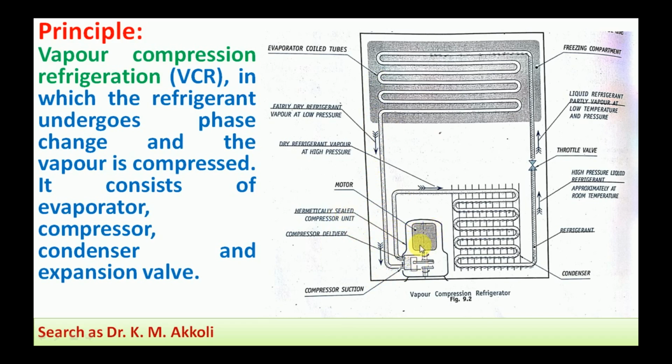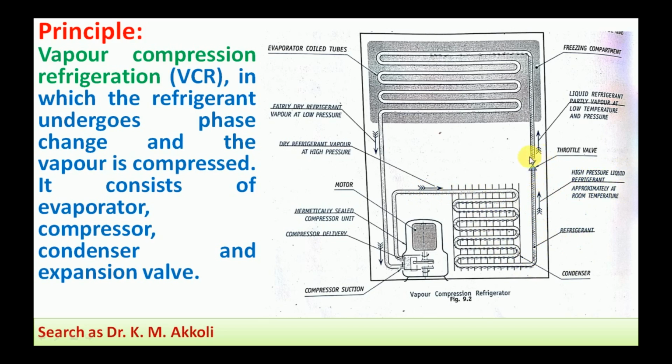Both the compressor and the motor are sealed, which is why it is called hermetically sealed, in order to avoid leakage of the refrigerant. And this is the motor for the compressor. Here is the dry refrigerant vapor at high pressure. At the outlet of this compressor, the dry refrigerant vapor at high pressure will be there. This is the condenser, where the refrigerant flows in liquid form, and the high pressure liquid refrigerant at approximately room temperature is flowing.